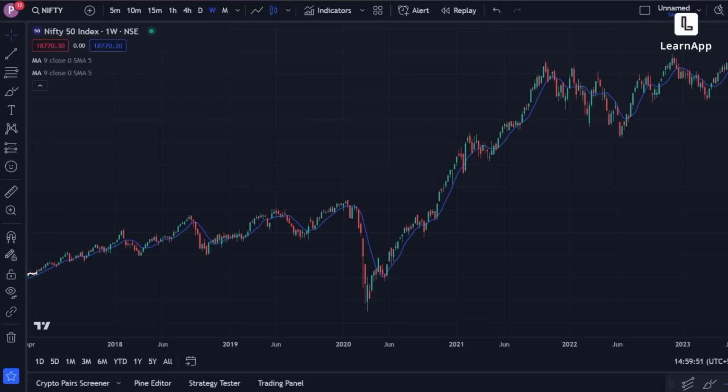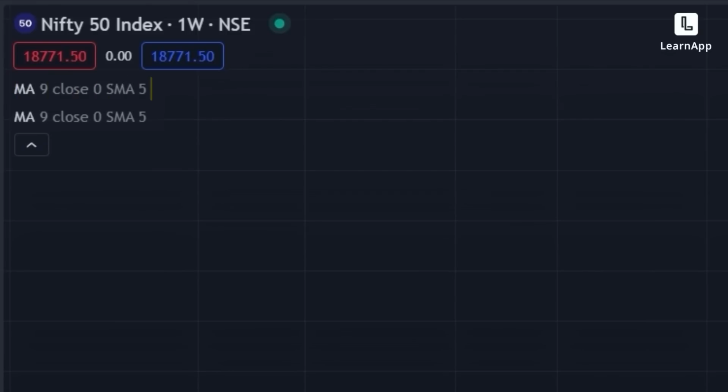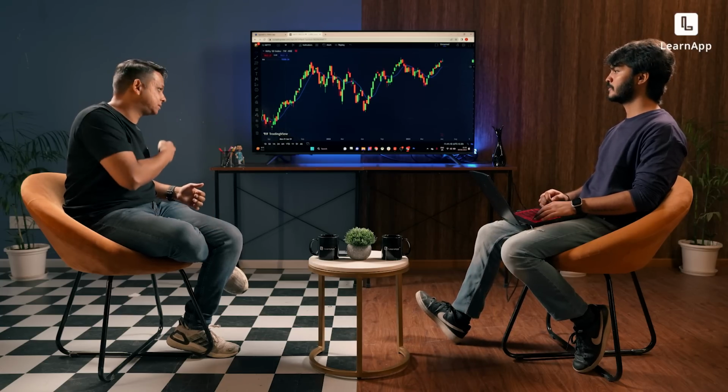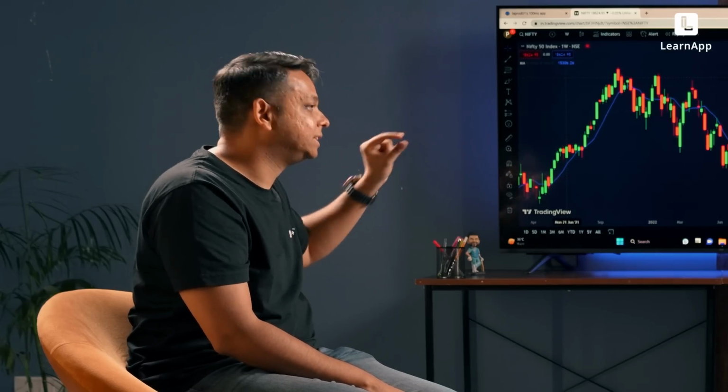So this is a moving average. It says SMA 9, which is a simple moving average 9. This is simply an average of the last 9 bars. Each bar is 1 week. If it's SMA 9 and this is a weekly chart, then 9 SMA means how many weeks? 9 weeks. 9 weeks, correct.